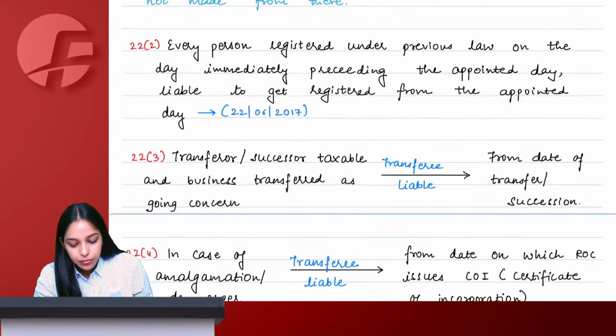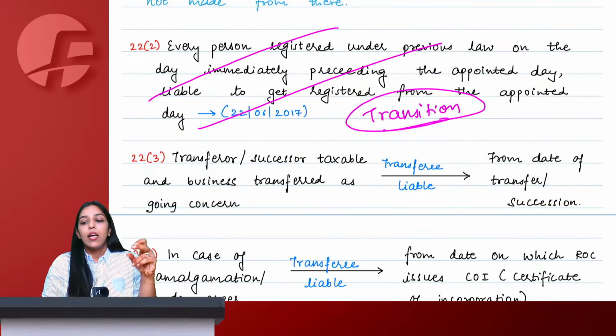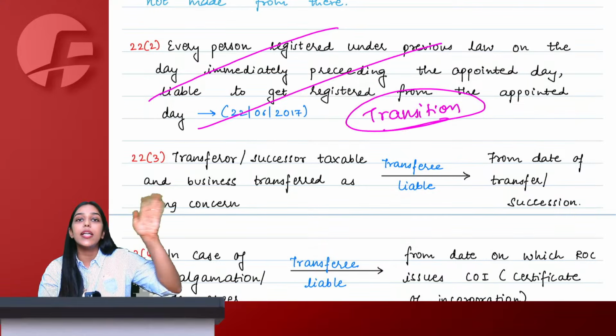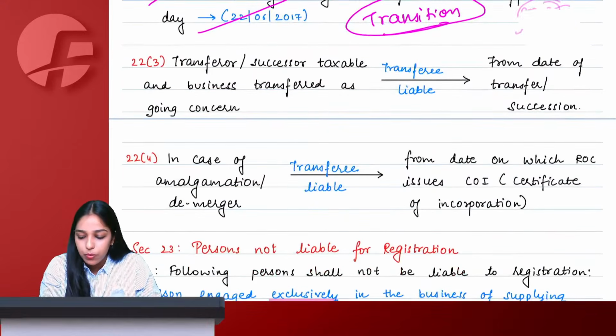Got it, ma'am. This is a transition provision, now not applicable to you. It is simply saying that whoever was earlier liable in the VAT and service tax regimes were also liable under GST. Now GST started in 2017. We are in 2024. So you can simply ignore this provision, transition provision.